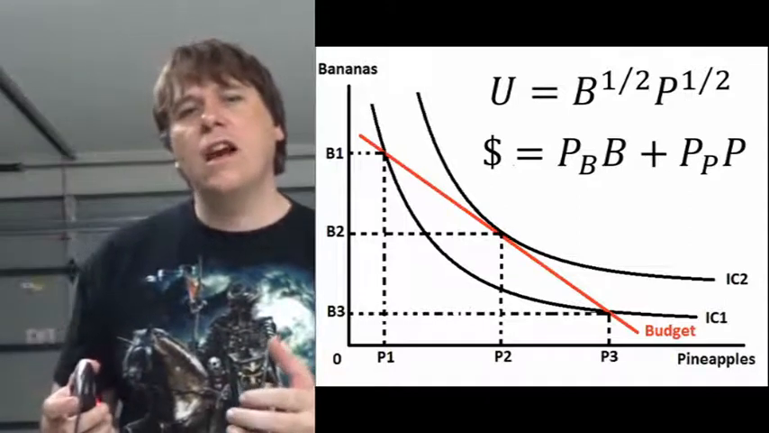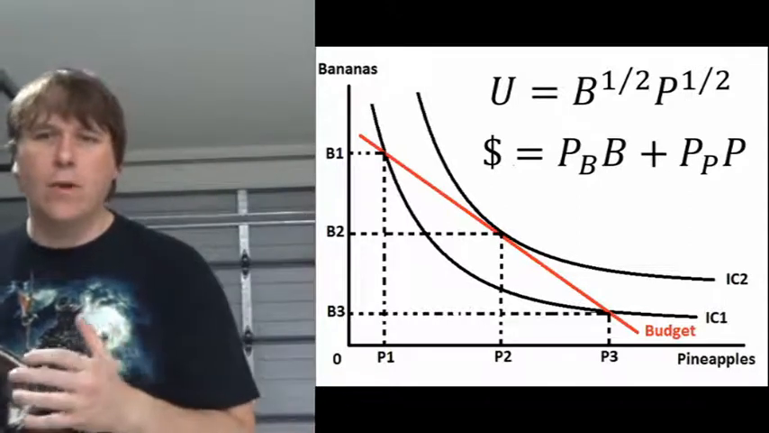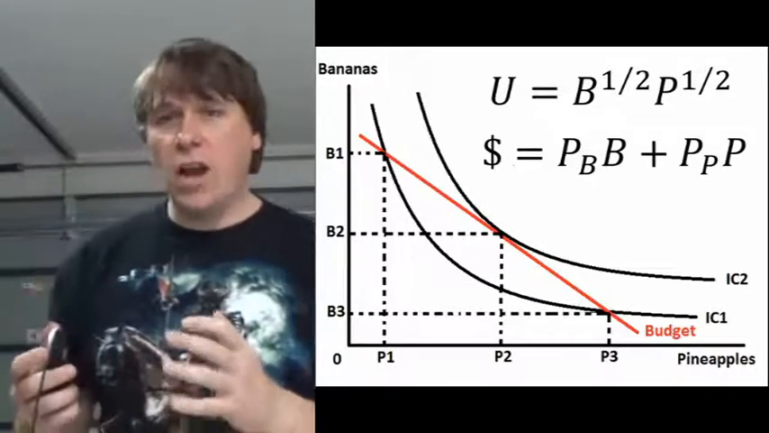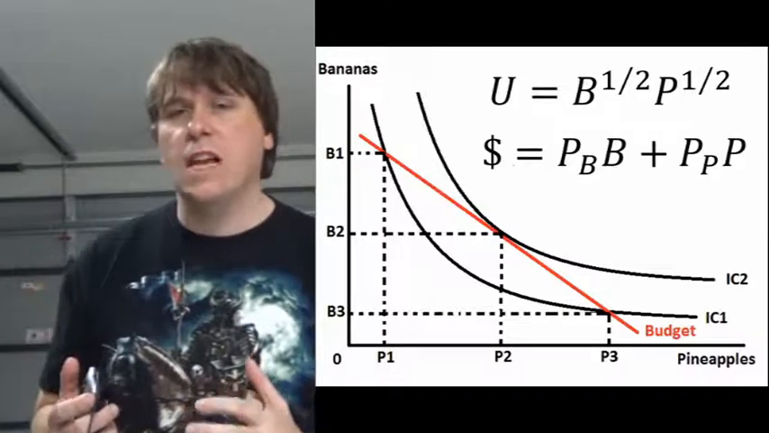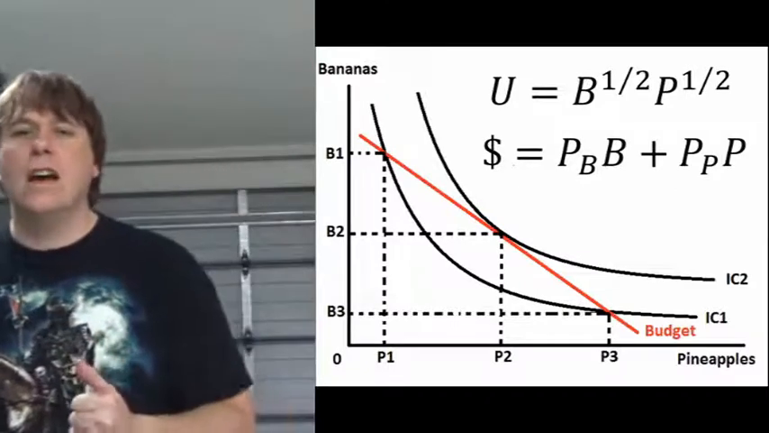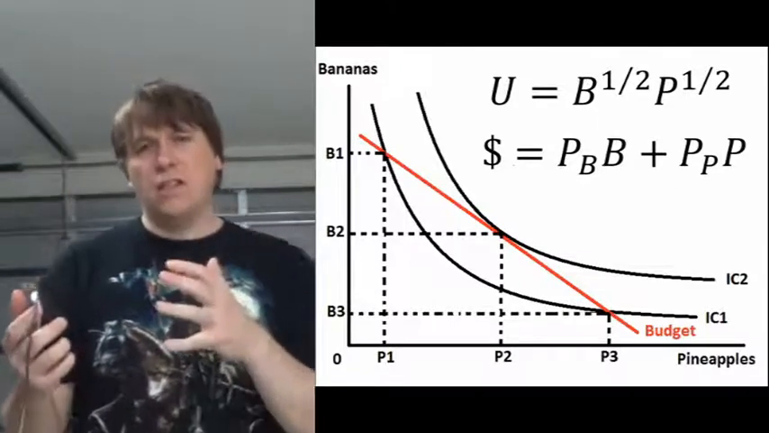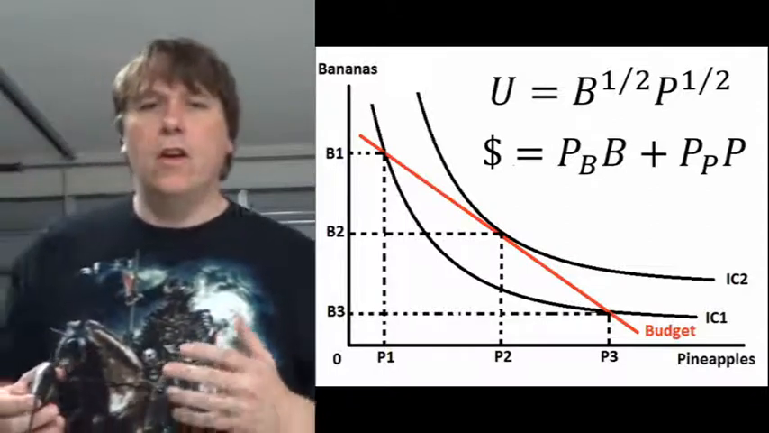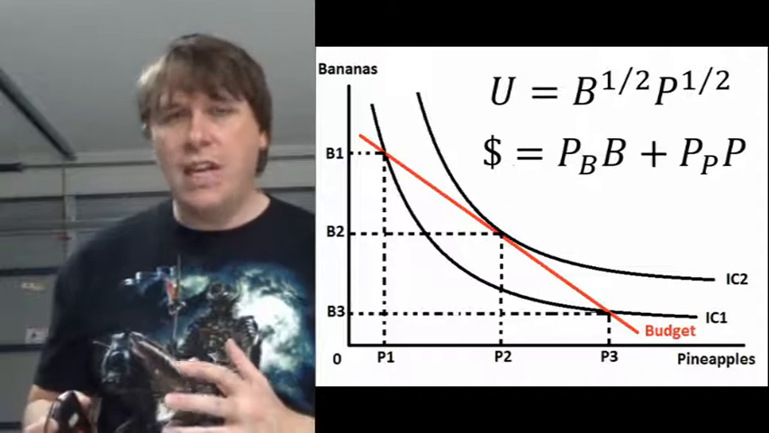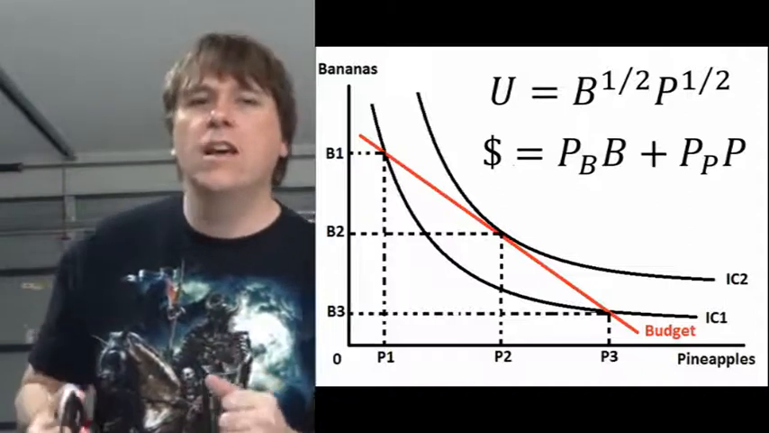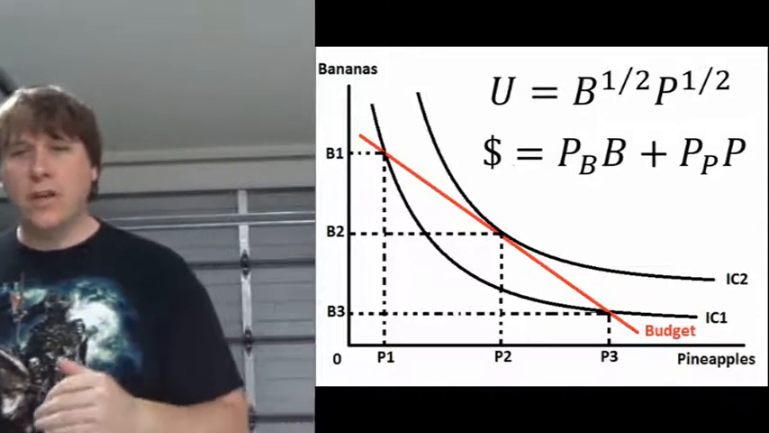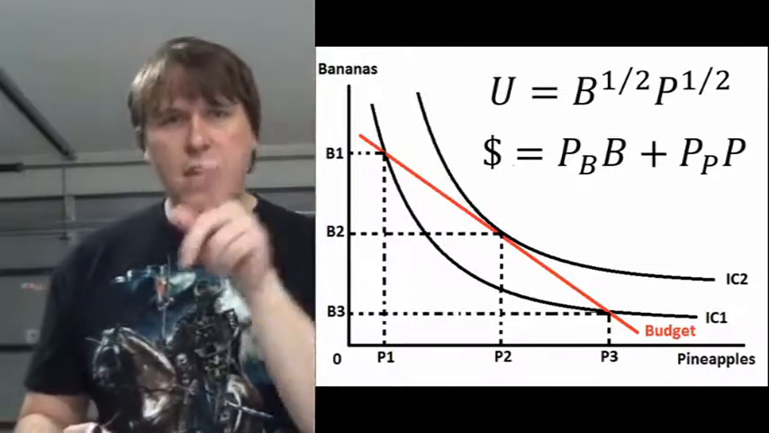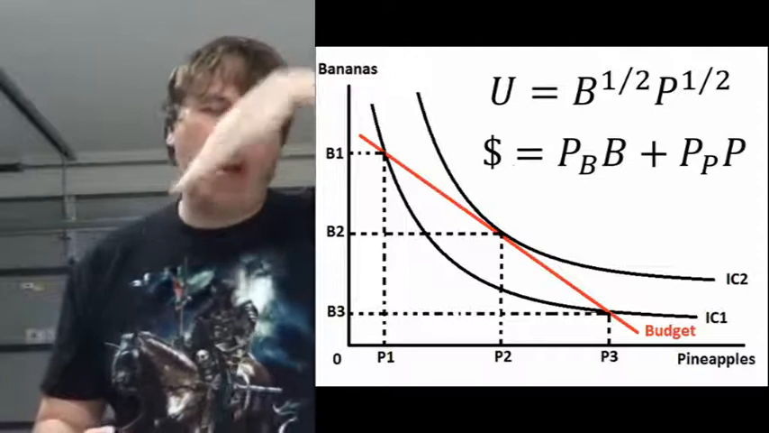So IC2 gives you a higher utility for the combination of pineapples and bananas. So ideally you'd rather be on IC2 than on IC1 because that gives you higher utility. But you can't just go to IC2, you've got a budget and you've got to decide what combination of bananas and pineapples you're going to get in order to maximize that. So you need your budget to be on a tangent to your indifference curve. So it should be intersecting on that tangent and not passing through.